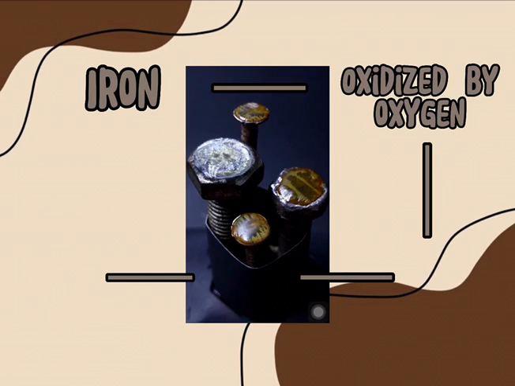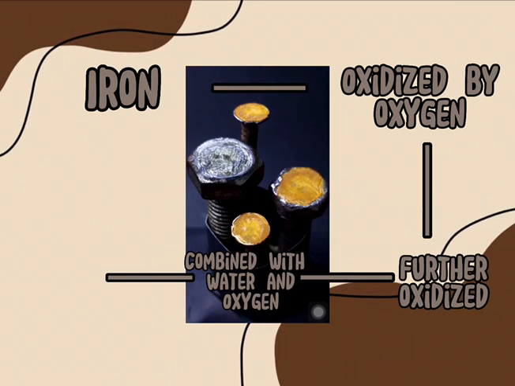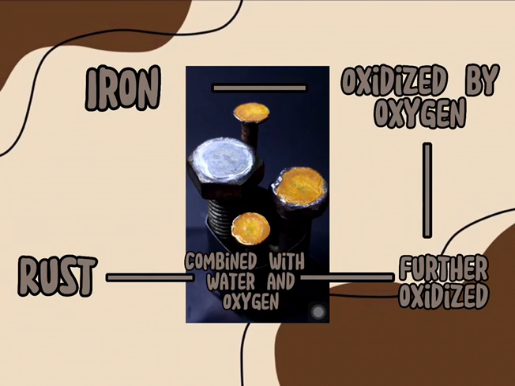In the second step, the iron ions are further oxidized and combined with water and oxygen gas to produce a hydrated form of iron oxide known as rust.